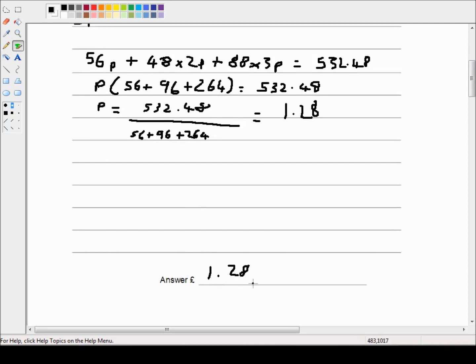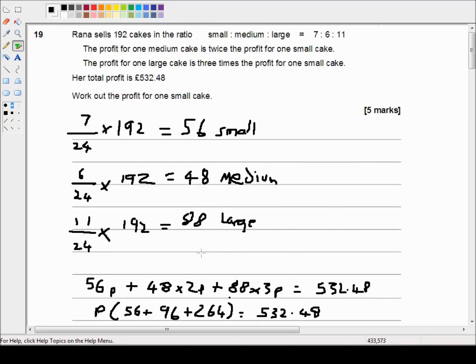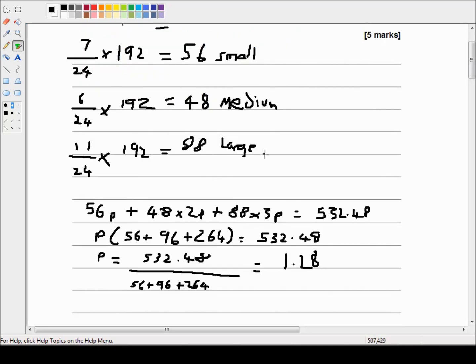Do not write in the little p for pence. One thing you shouldn't do is get carried away, and once you've calculated the profit for one small cake, go ahead and then try and find the profit for all 56 small cakes, because that would be wrong. The question is asking for the profit for one small cake, not all of the small cakes.